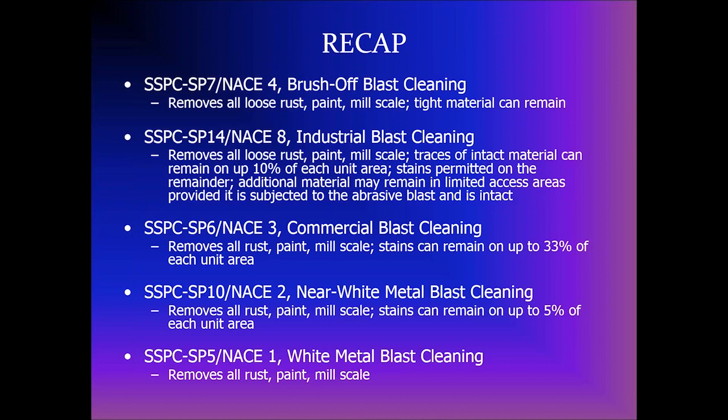SP6 commercial blast removes everything except staining. Staining is allowed on up to 33% of each unit area. Near white blast, SP10 again removes everything except staining, but in this case, less staining is permitted, only up to 5% of each unit area. And SP5 white metal blast removes all rust, paint, mill scale, and all staining.